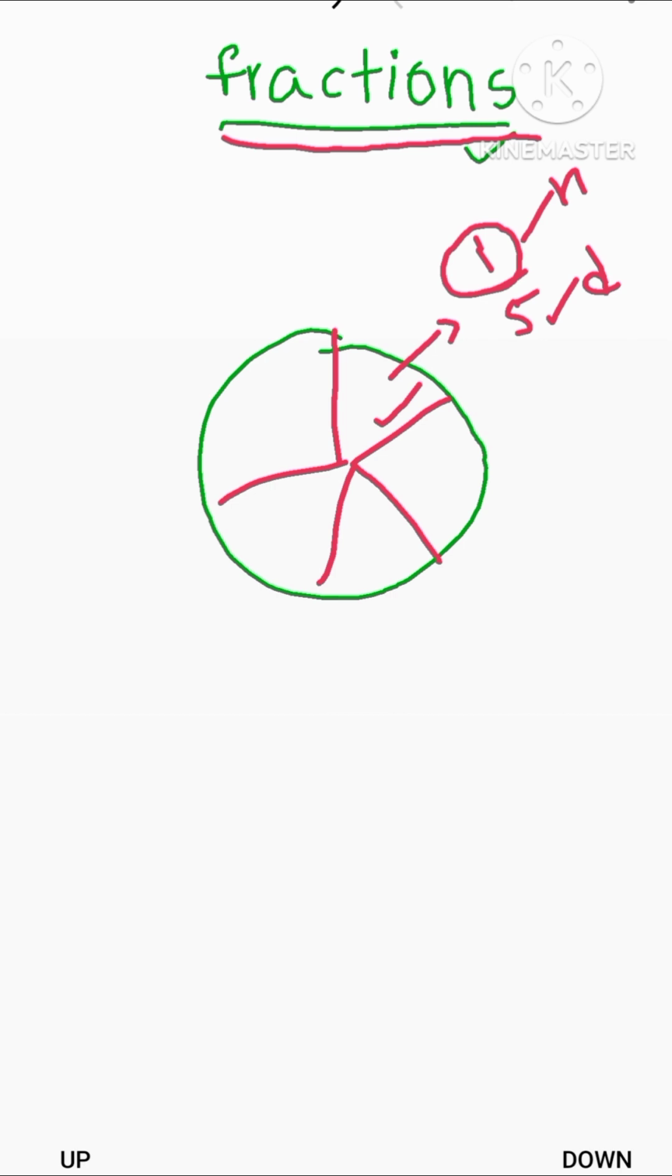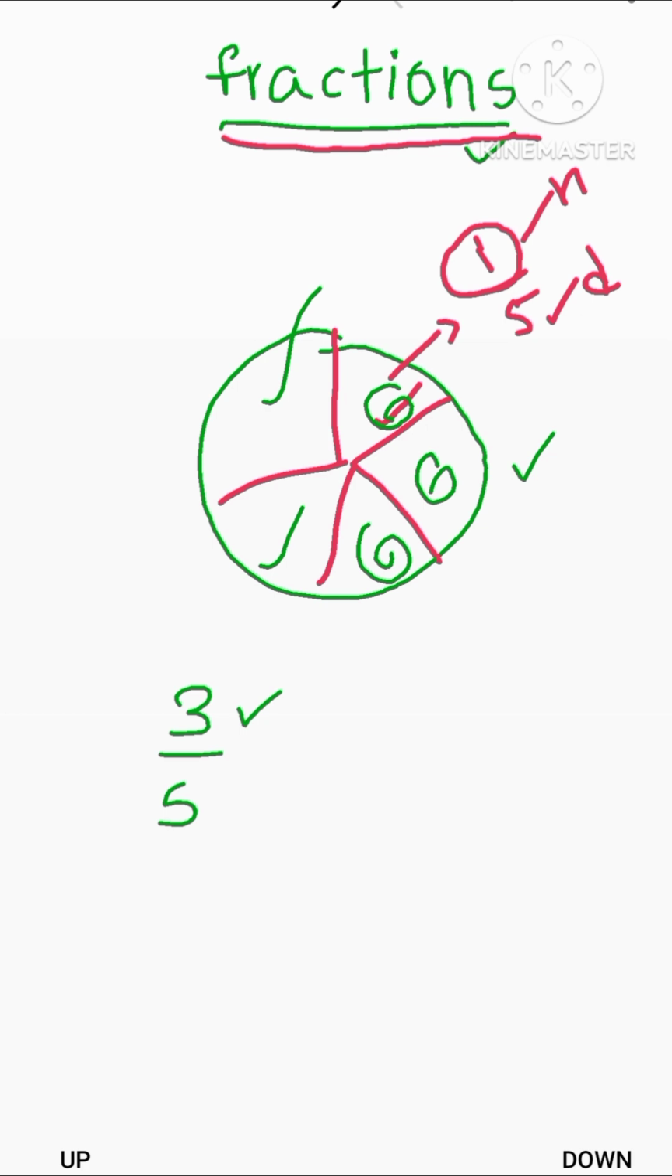Okay. If we eat 3 parts of the cake, how do we represent these 3 parts out of 5 parts? That is 3 by 5. So here we ate 3 parts out of 5 parts of this cake. How many parts are remaining? 2 parts. So we represent 2 parts as 2 by 5. So here 2 and 3 are numerators and 5 is the denominator.